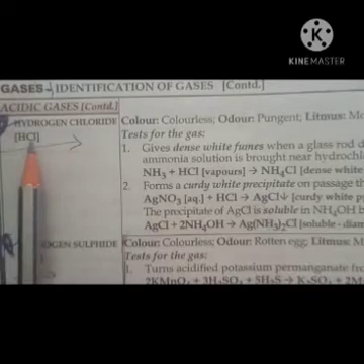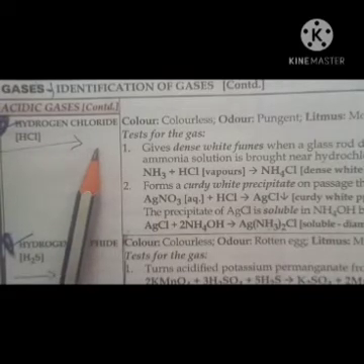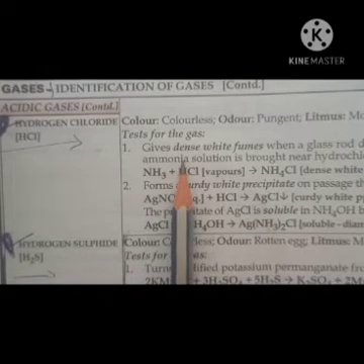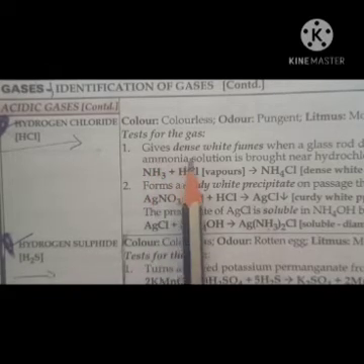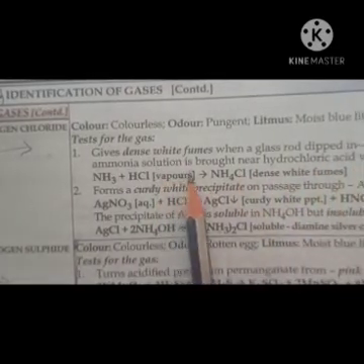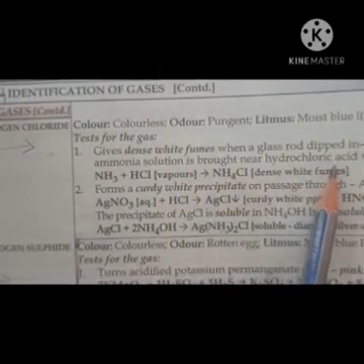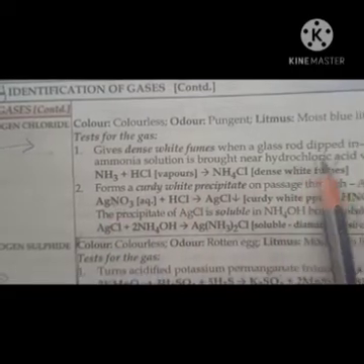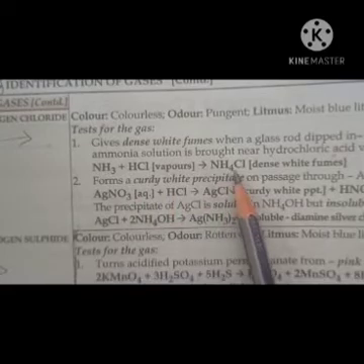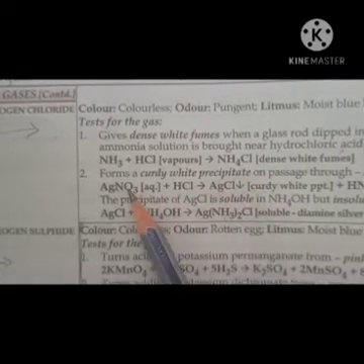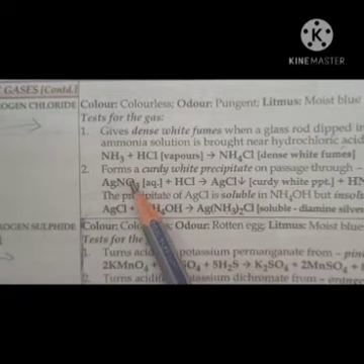Now next is your hydrogen chloride gas. Already you have read this chapter, and you know the test for hydrogen chloride gas, that it gives dense white fumes when a glass rod dipped in ammonia solution is brought near the hydrochloric acid, or hydrogen chloride gas. Then it forms dense white fumes of ammonium chloride.